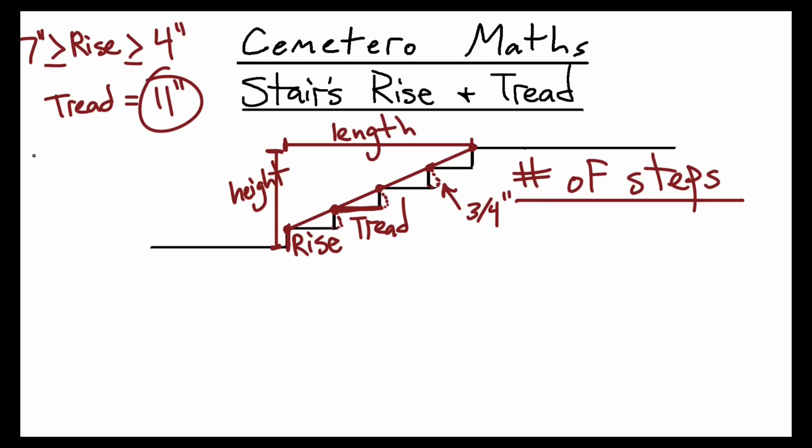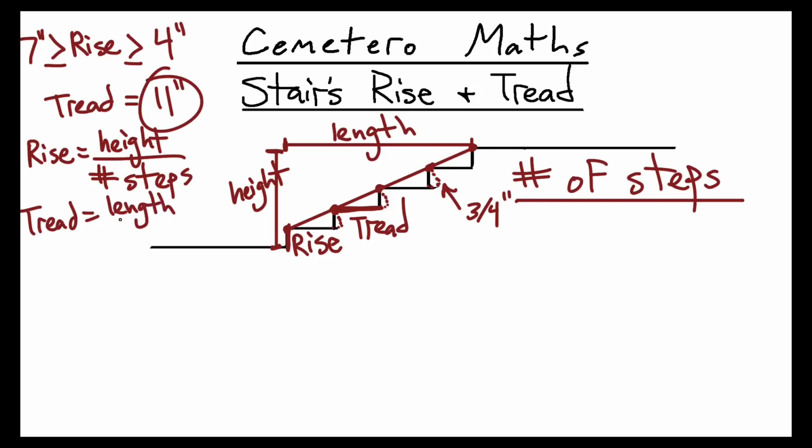Our first equation will be the rise, and so the rise equals the height over the number of steps, and the tread likewise will be the length divided by also the number of steps. Let's say we have a height of 4 feet and a length of 7 feet.